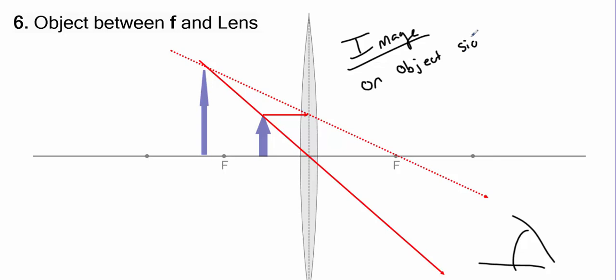Where in a mirror, we were able to say behind the mirror. But we're not going to say behind the lens in this case because light does exist on both sides. In this example, though, the image is on the object side. It is enlarged. It is upright. And it is virtual.